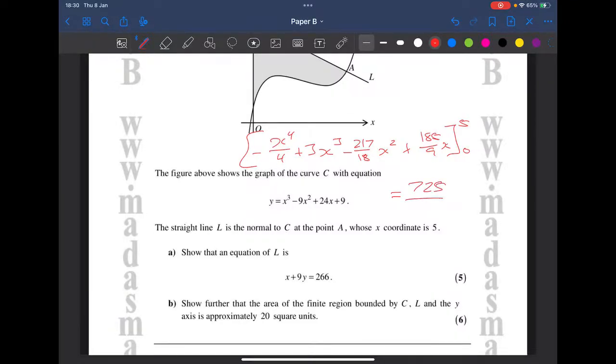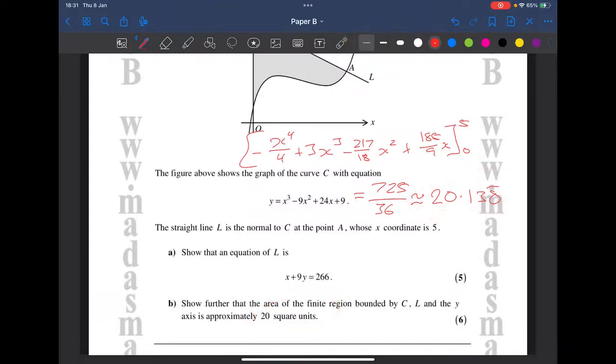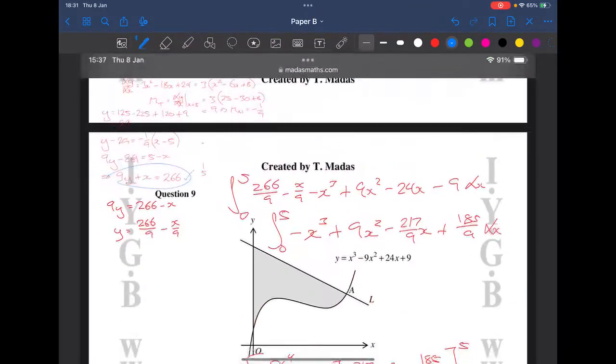725 over 36. That is, if we were to write it out in decimal form, 20.13, and then the 8 is recurring, just the 8 being repeated at the end there. That's approximately 20, isn't it? That's close enough for me. It's within 1%. I'd say that's approximately 20. That looks like everything is going to be all spot on.